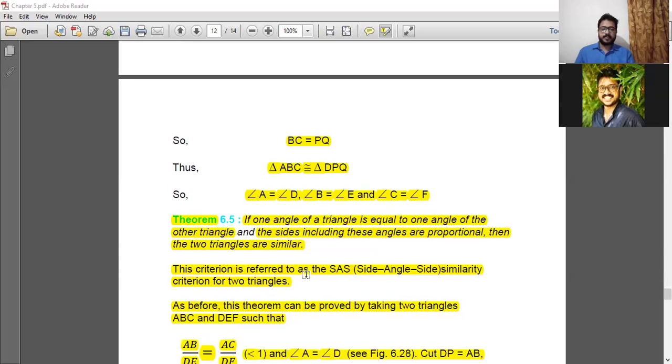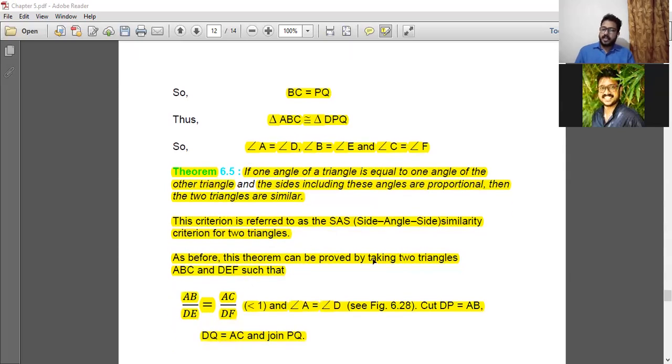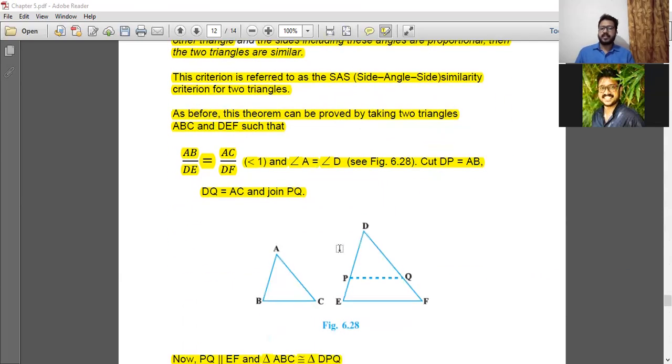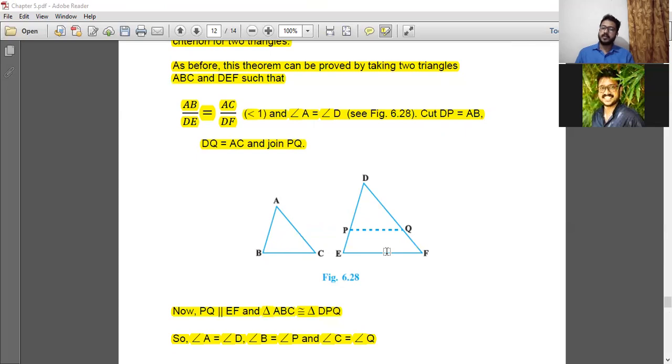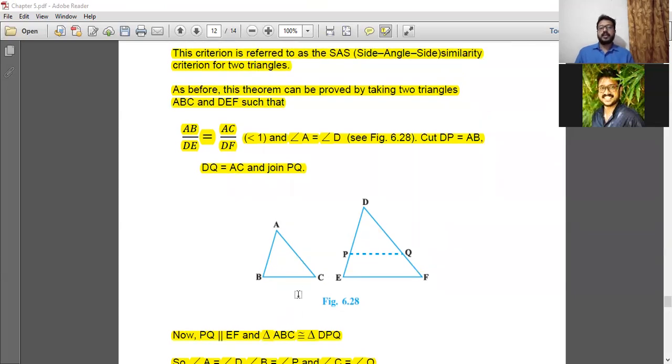A slight change. We can take two triangles ABC and DEF such that AB by DE is equal to AC by DF and angle A is equal to angle D. Now in the same manner, cut DP equal to AB and DQ equal to AC and join PQ. Now again the same way, triangle ABC is congruent to triangle DPQ, since PQ is parallel to EF.